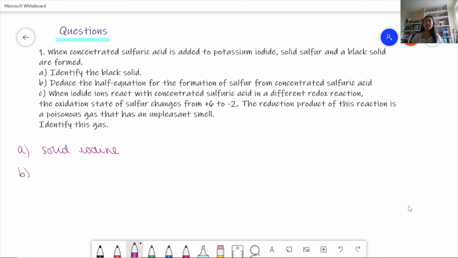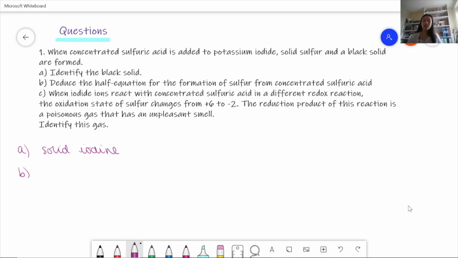So it's easier just to remember everything that is formed and all the different aspects of them, like what they look like and what kind of distinctive features they have. And so it'll really help you with these kinds of questions. And then for B, deduce the half equation for the formation of sulfur from concentrated sulfuric acid. So this is just a question of writing half equations.